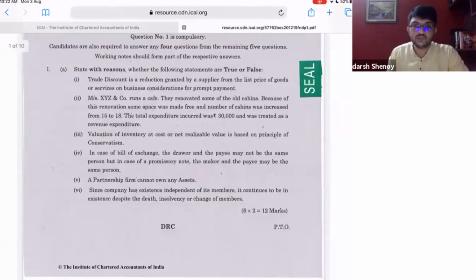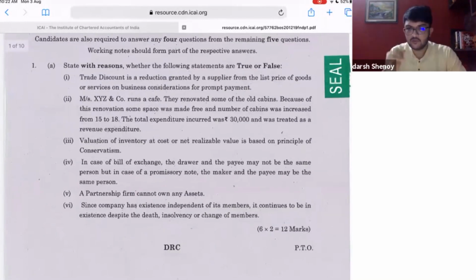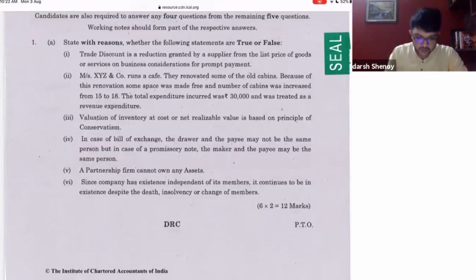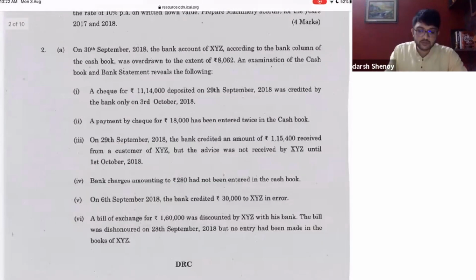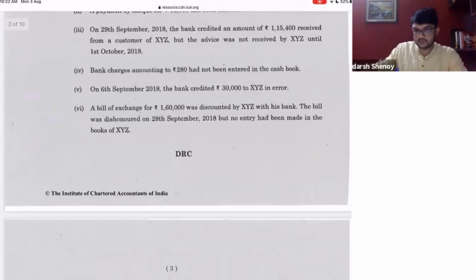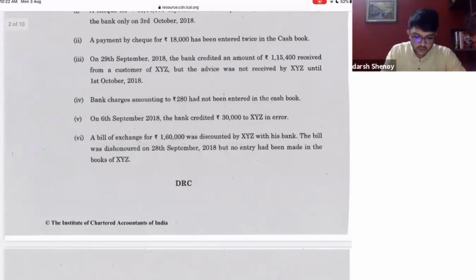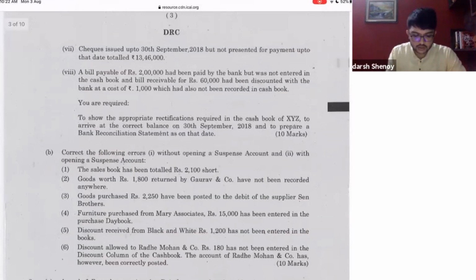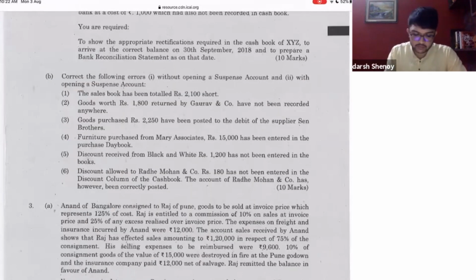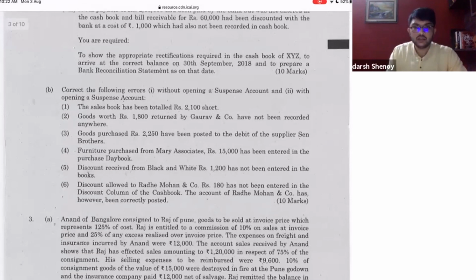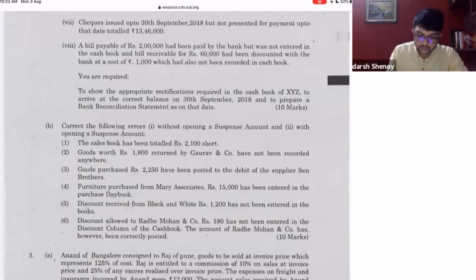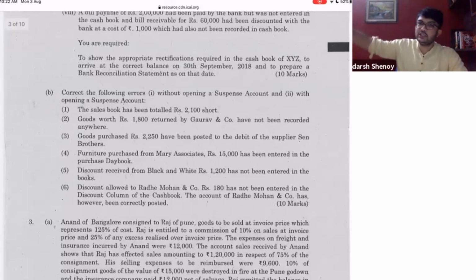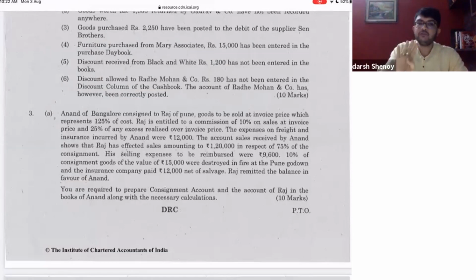Until 12 marks is true or false. This is a compulsory question, 1A, B, C. Then from second to sixth, you have 5 questions. The second was a 10-mark question. This was 2A. 2B was another 10-mark question. 2A was BRS. 2B was rectification of errors. Out of the second to sixth, you have to attempt any 4.